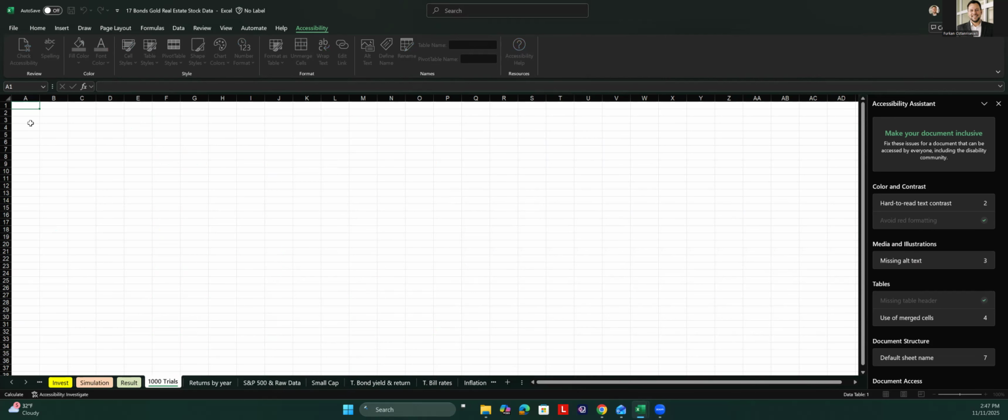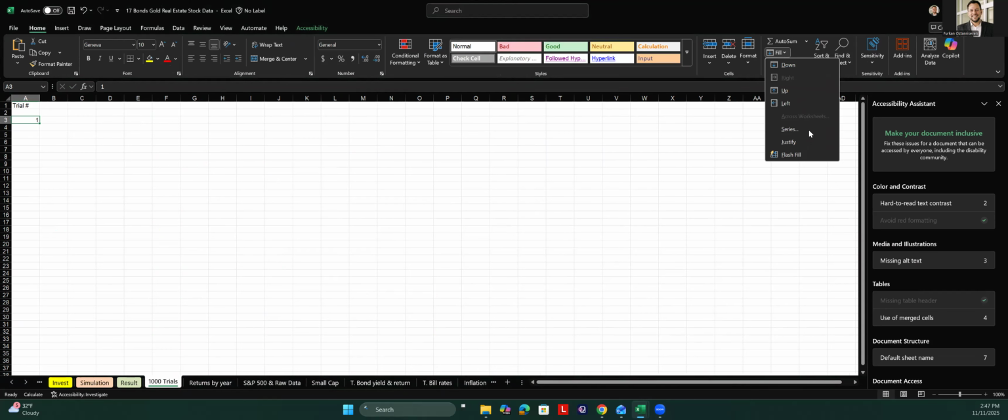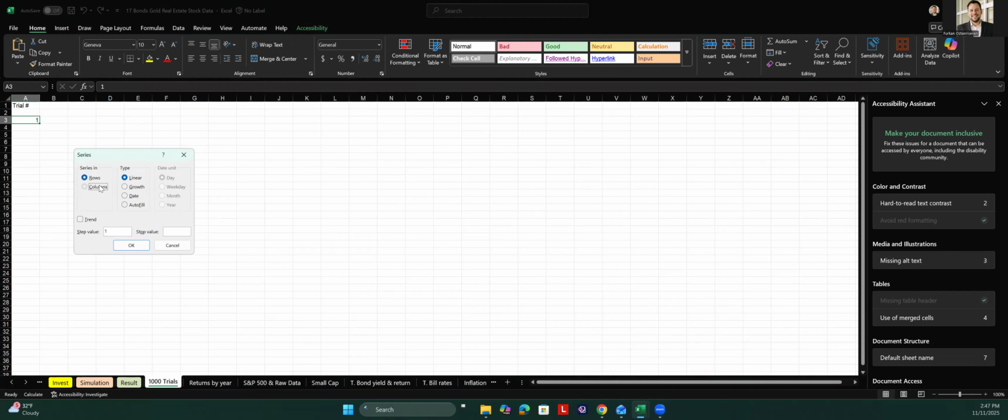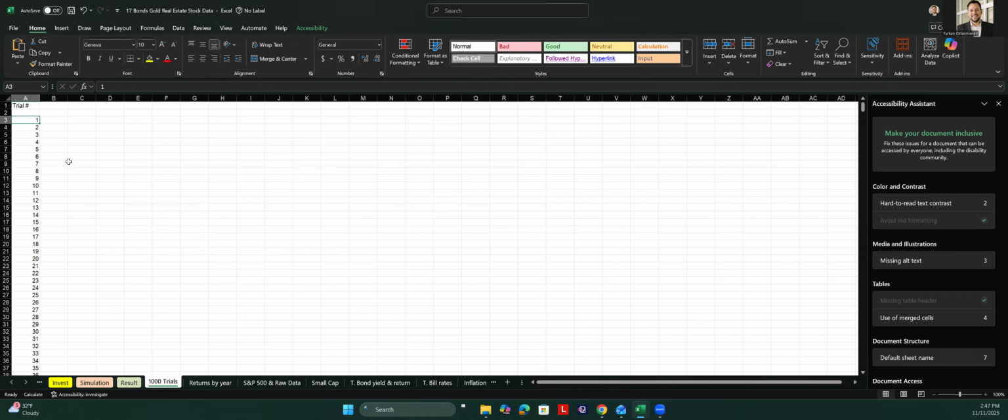And here I will start with trial number. Then I will leave one cell blank and type 1. Click on that number and then Home, Fill, Series. In my column, increase one by one, all the way down to 1000. Click OK. Control Shift Down. You can see we have 1000 trials.